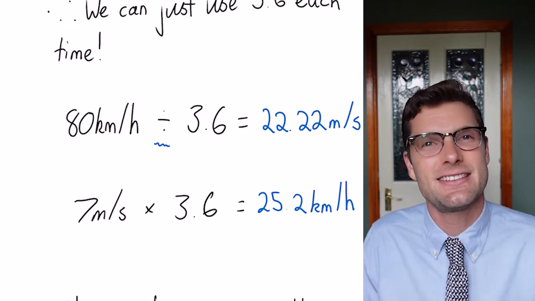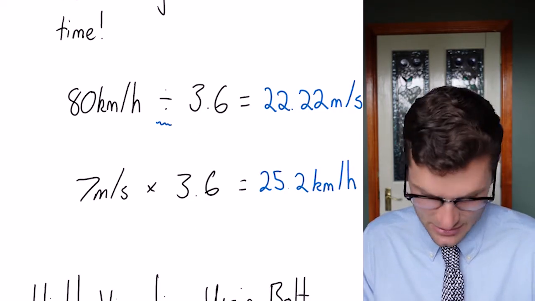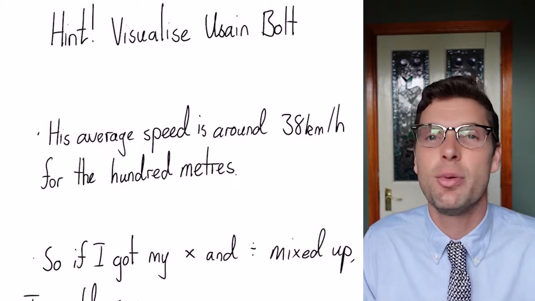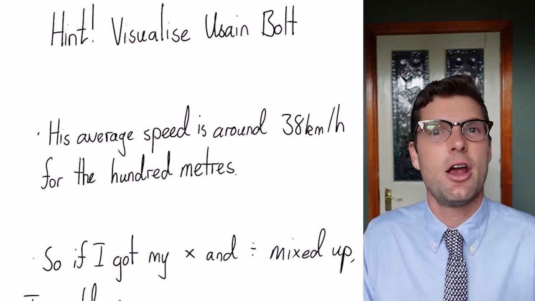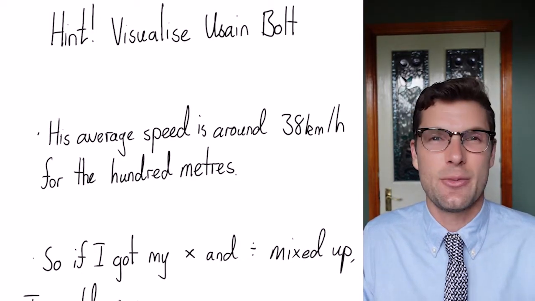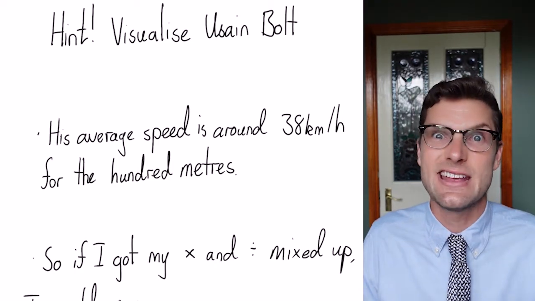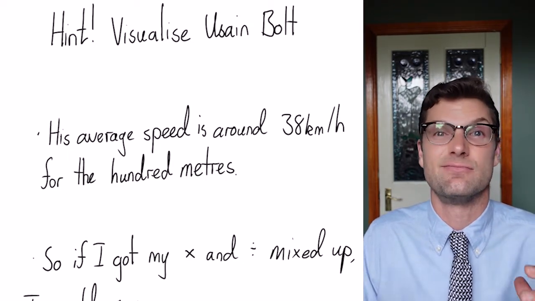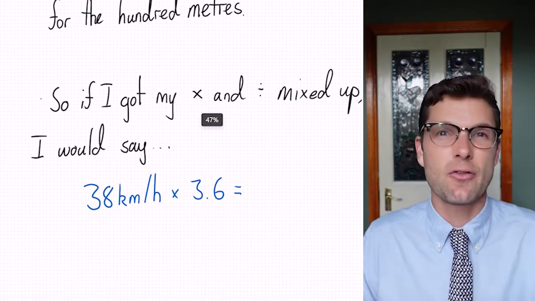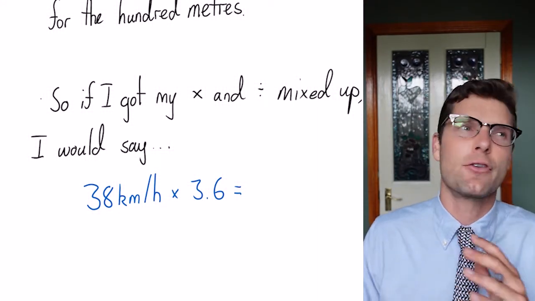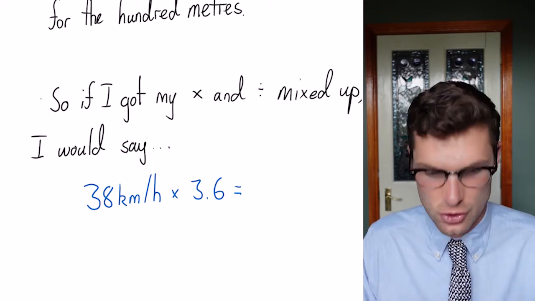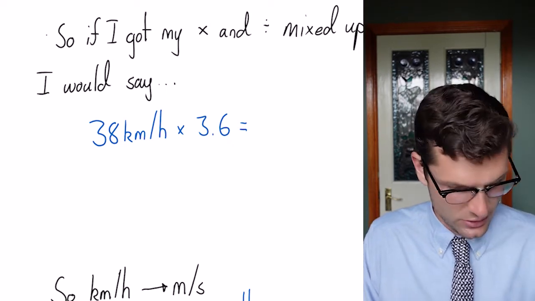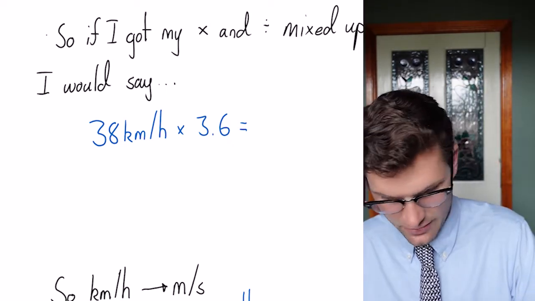So if we get the wrong answer in a test, you'll be like, oh, that doesn't really make much sense. The way I always check that my answer is probably in the ballpark is I visualize Usain Bolt running the 100 meters. He averages about 38 kilometers per hour in that race, but it's only for 10 seconds. So meters per second is probably a better unit to visualize what he's doing. If I got my multiplication and divide mixed up, I know I've got to do something with 3.6, but I forgot which one to do. So I would say, okay, maybe it's 38 kilometers per hour times 3.6.